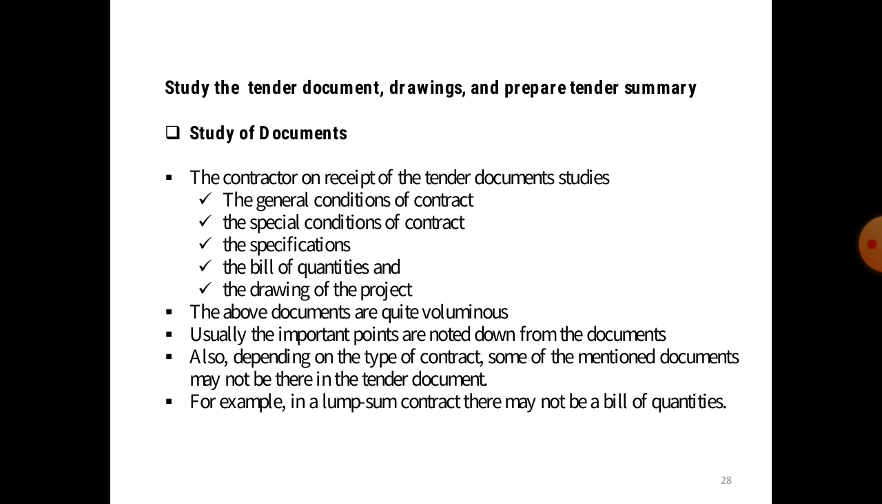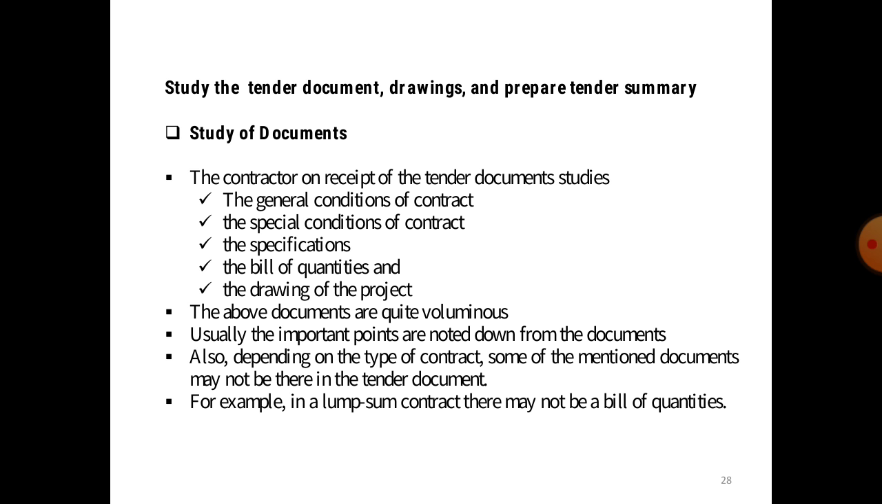On receipt of the tender document, the contractor studies the general conditions of the contract, special conditions of the contract, the specification, the bill of quantity and the drawings of the project. So these five main things are studied by the contractor.